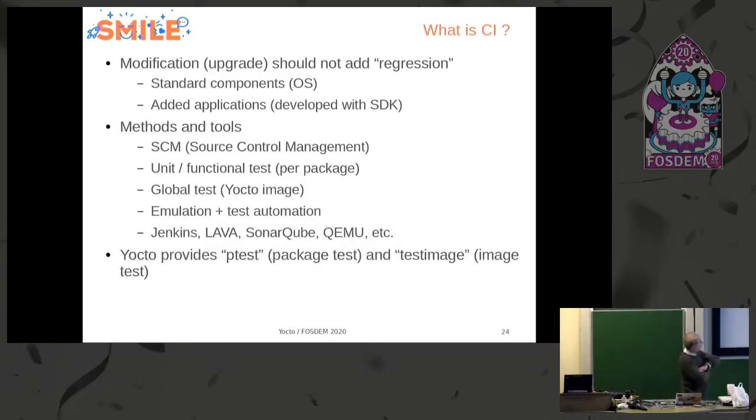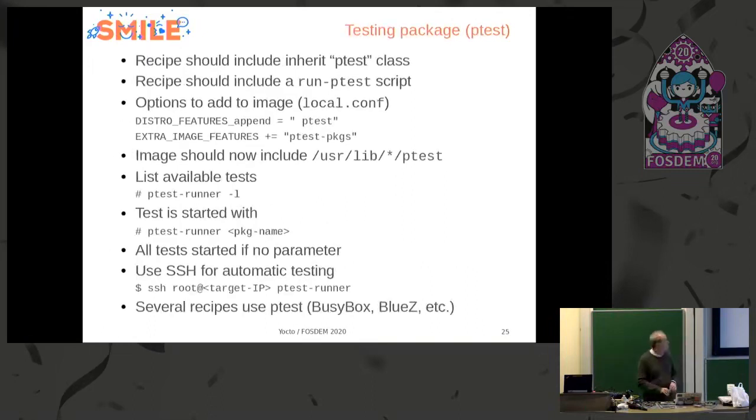And there are two functions provided by Yocto, which are ptest, to test a package, and testimage, to test an image. And of course, it's possible to extend. There are lots of examples in Yocto for standard packages such as BusyBox, BlueZ, etc. But you can define your own tests for ptest or for testimage. Okay, so for example for ptest, in the local.conf, you have to add some distro features and image features to include the ptest functionalities.